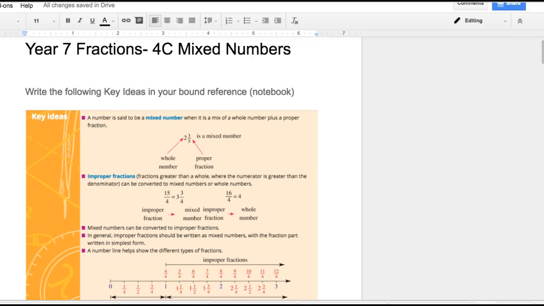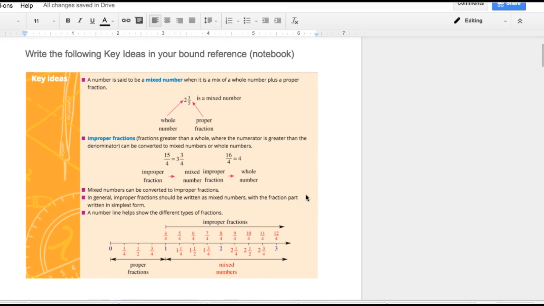Okay, in this video we're going to look at mixed numbers, which are in 4C of your textbook. Remember, you should be writing down all key ideas. So here are the key ideas. You can either write them out or you can print them out.